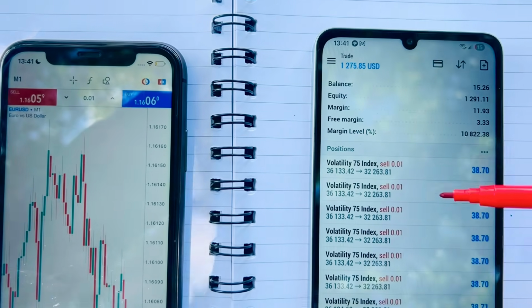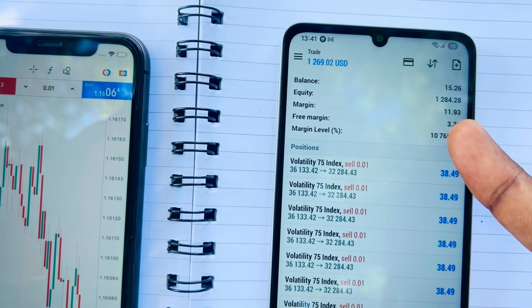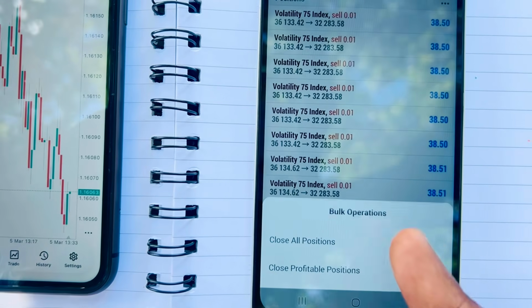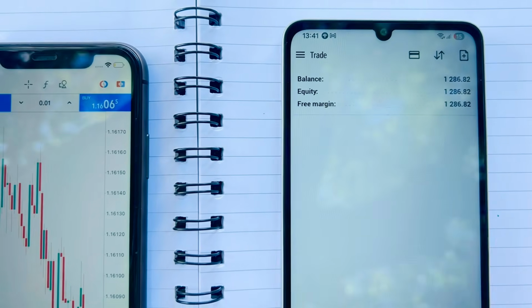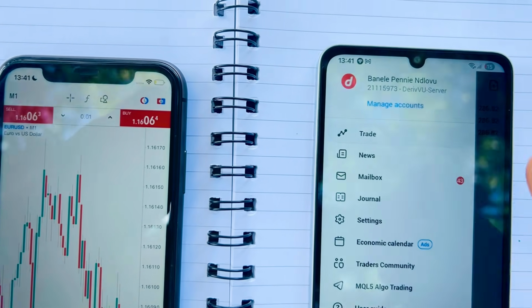When you see me trading Volatility 75 like this, it is a real account. So I believe now it's time for us to secure the bag, close all positions, and make sure that we have secured the bag. Now, I want to share something with you. This is a real account, by the way.